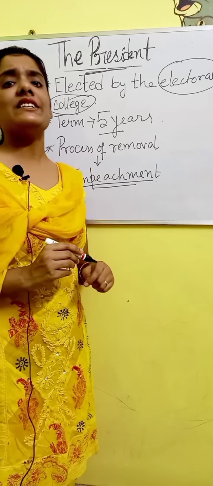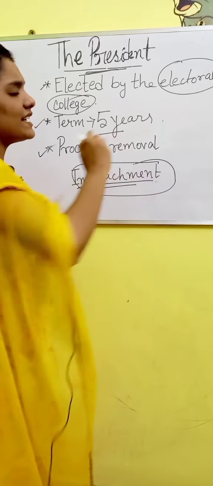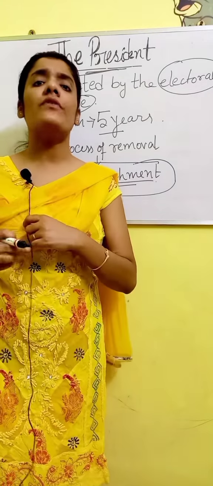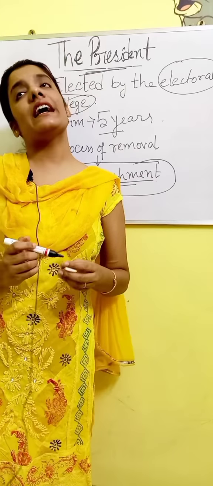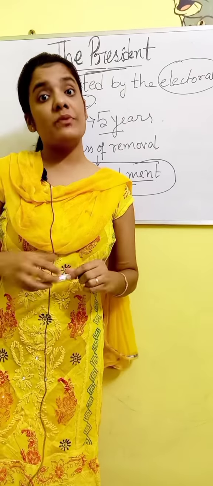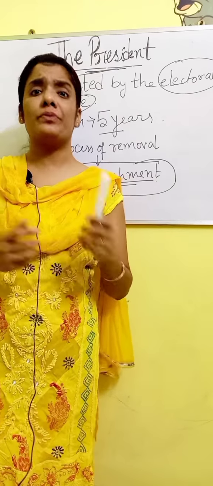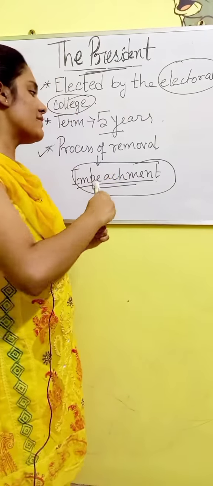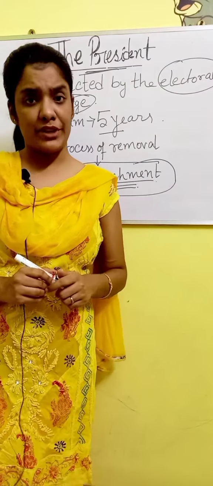The President is removed from his office by the process of impeachment. He or she is removed from his office by the process of impeachment. Okay. Impeachment is a very long process, children. While the impeachment is going on, a resolution has to be passed by both the houses of the Parliament, then the Supreme Court or the Chief Justice of India also gets involved in the matter. It's a long process. Several steps have to be followed for this process. So it's a very long process by which the President is removed. He is removed by the process of impeachment.